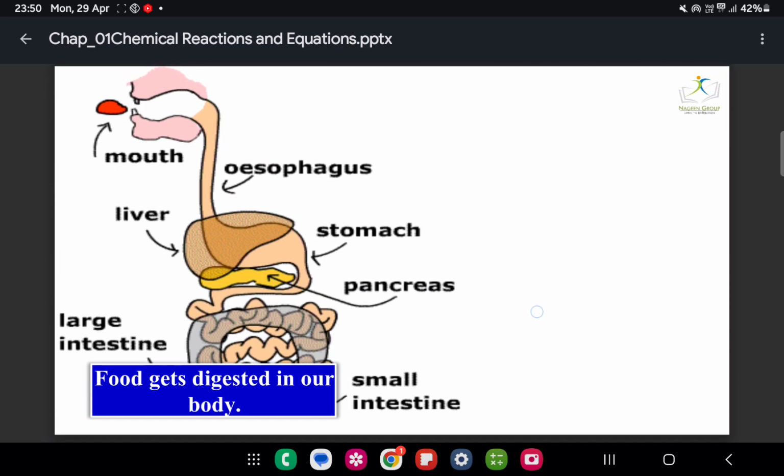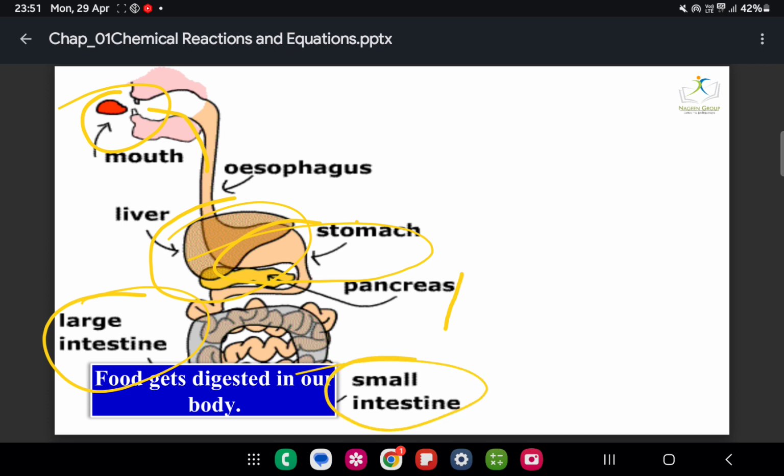Then food gets digested in our body. Here the food is taken in the mouth and goes to the esophagus, then to the stomach and liver. Here gastric juice is produced, and our food is broken into small particles, and the pancreas helps in proper digestion. Some of the proteins, vitamins and minerals are broken down and absorbed in the small intestine and large intestine.